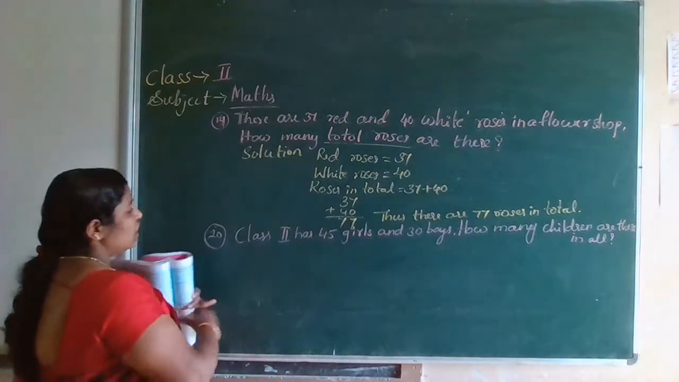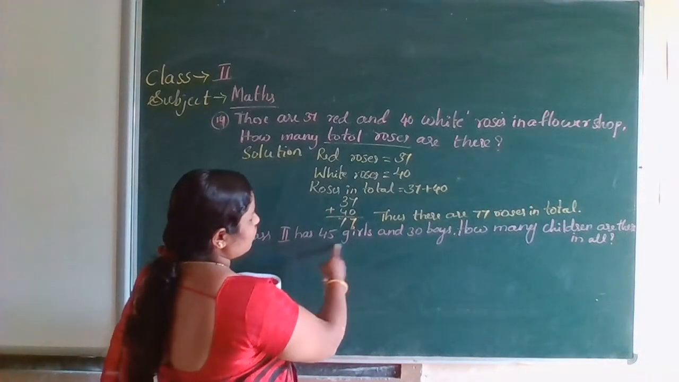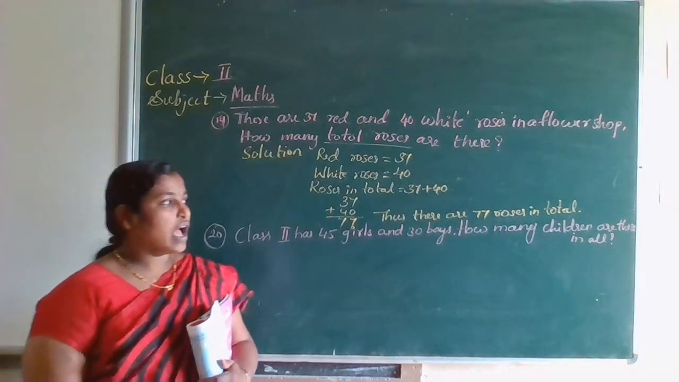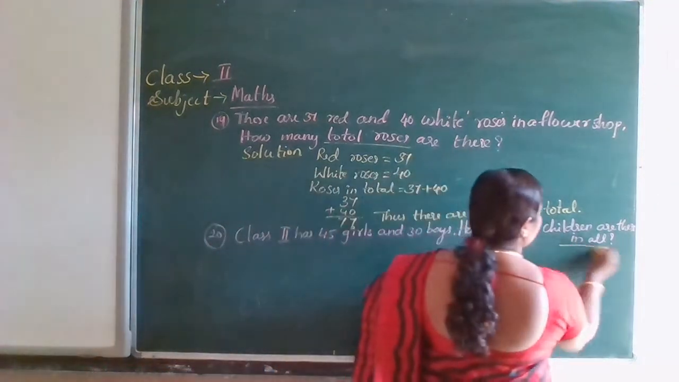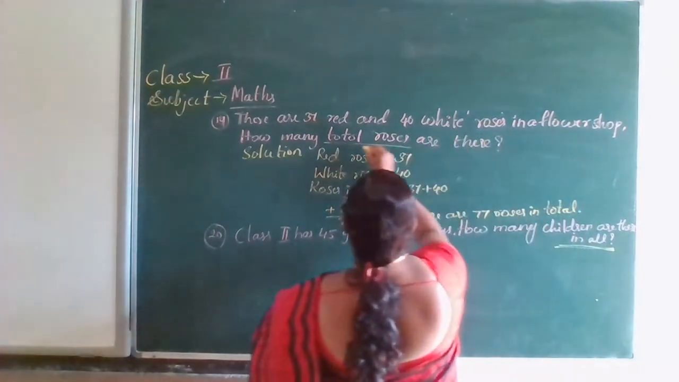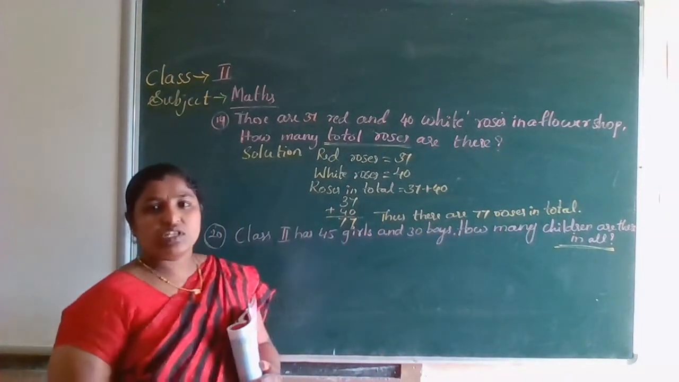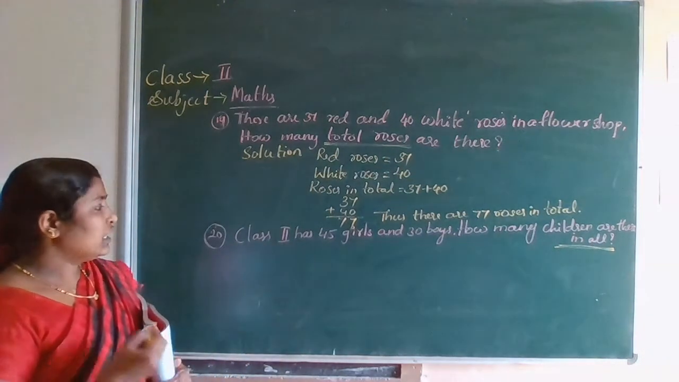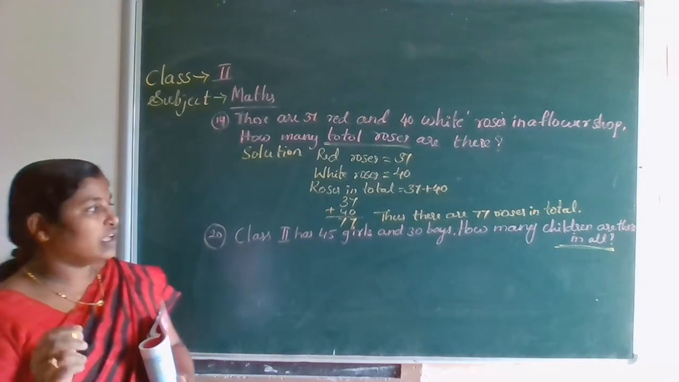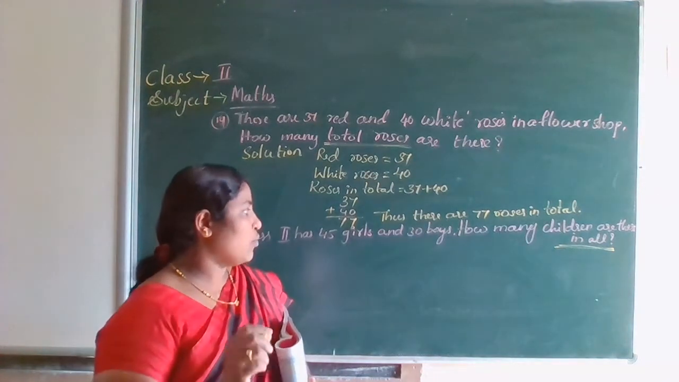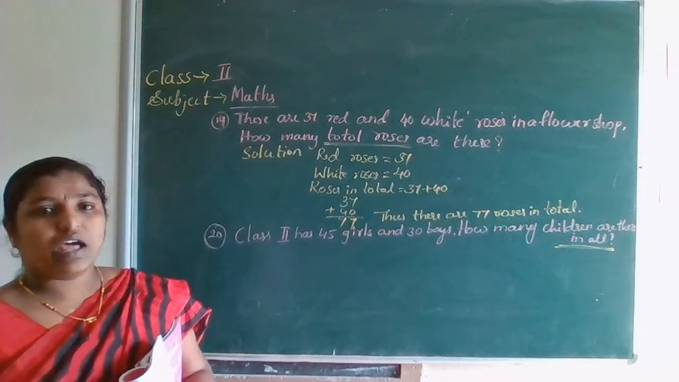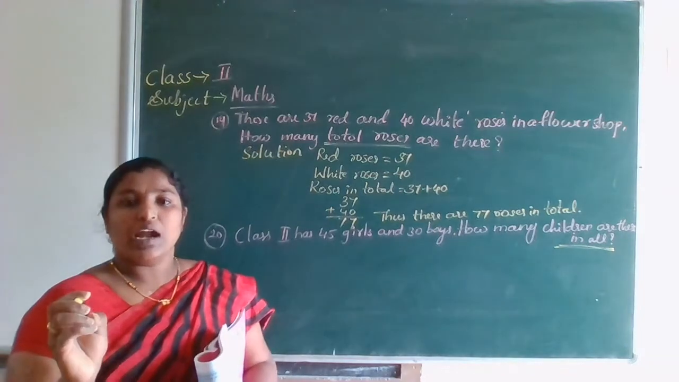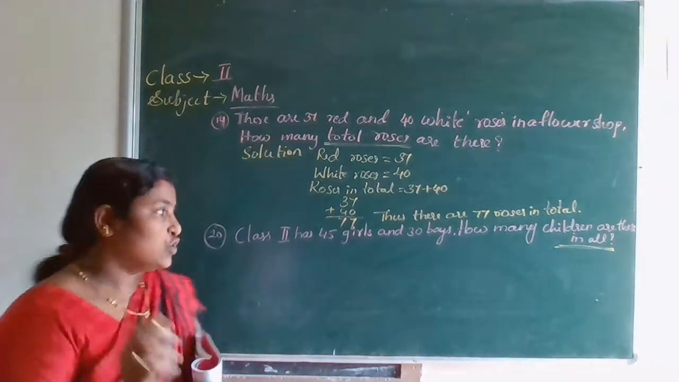Okay, next. Class 2nd has 45 girls and 30 boys. How many children are there in all? See, in all, then total, these words indicate to do addition. Yes, they asked, in class 2nd, 45 girls are there and 30 boys. How many children are there in all? So the word in all indicates that we do addition. So write the solution.